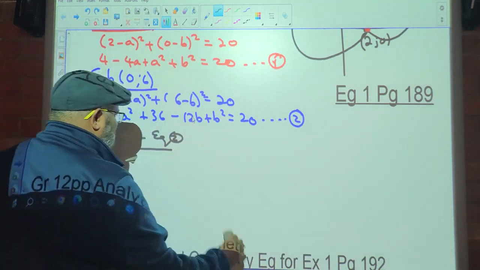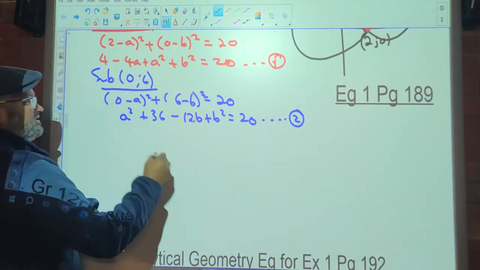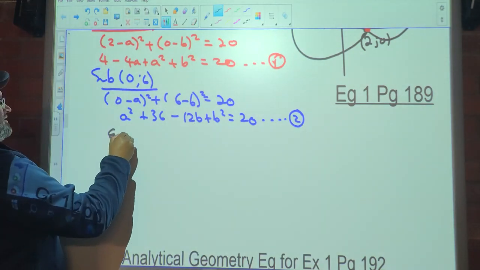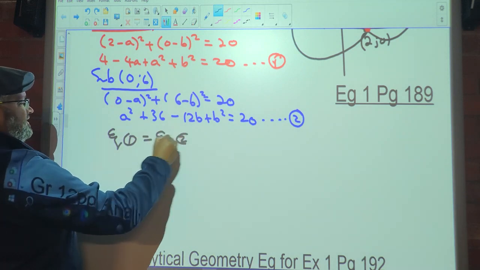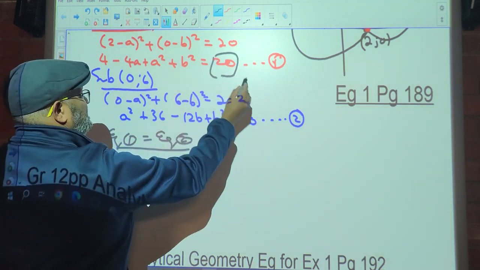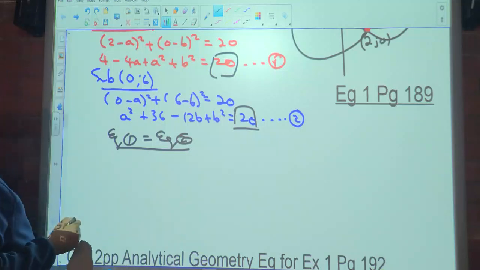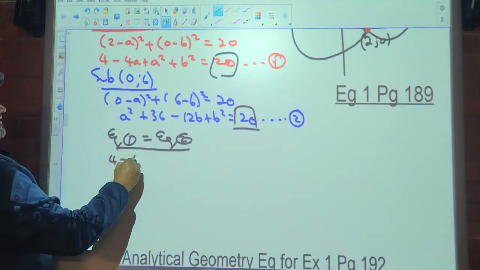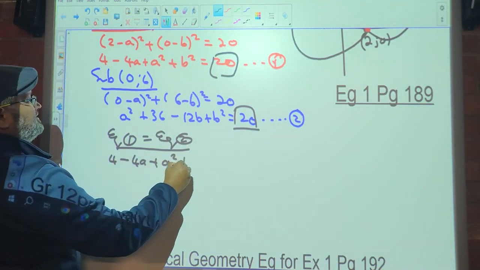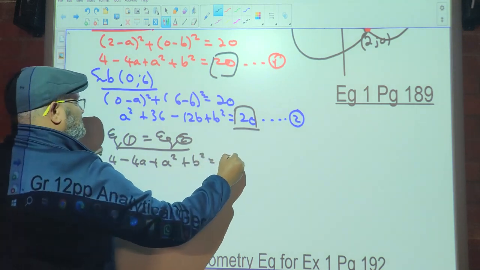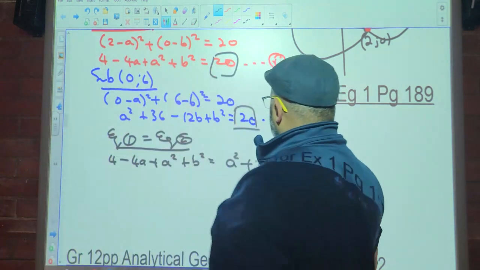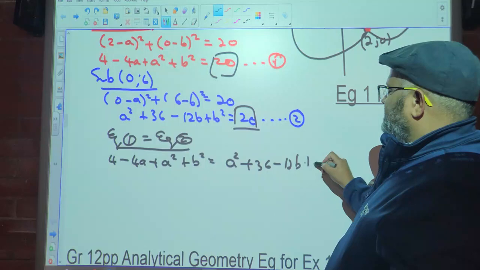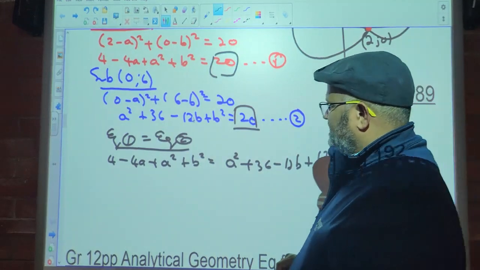Well, I can just set the two equations equal to each other. I think that's going to be easier. So we say equation 1 equal to equation 2. As you can see, there's a 20 here and there's a 20 here. You all agree with that? So it's going to be 4 minus 4a plus a squared plus b squared is equal to a squared plus 36 minus 12b plus b squared.